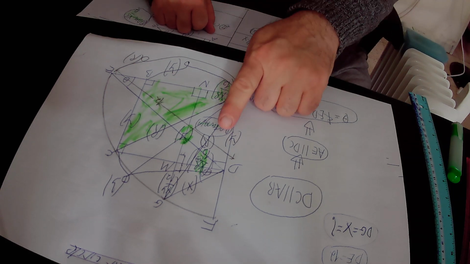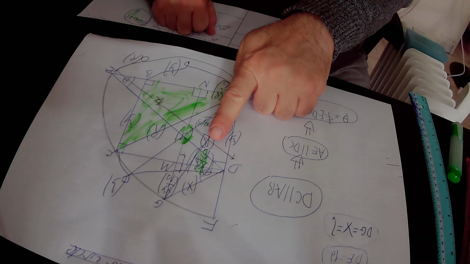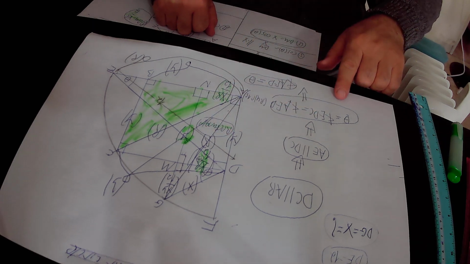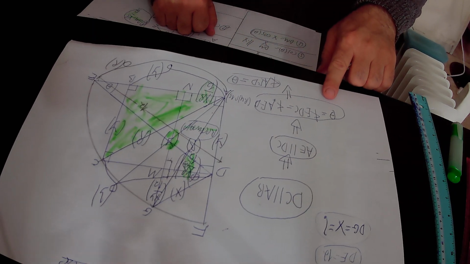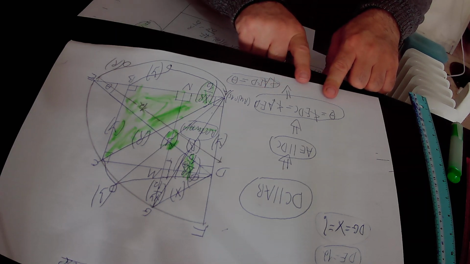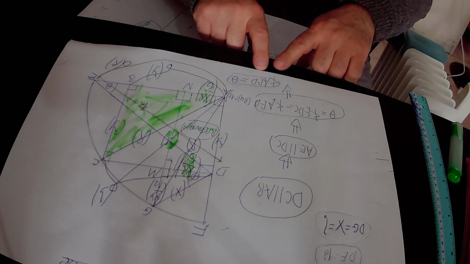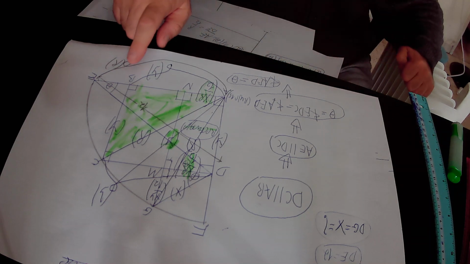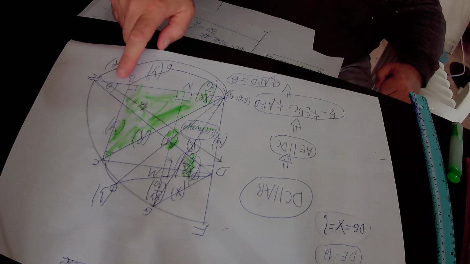But angle EDC is equal to theta. So I can write here that angle EDC equals theta. And from this equation, theta equals angle EDC equals angle AED. We derive that angle AED is also equal to theta. So this is angle AED that equals theta.